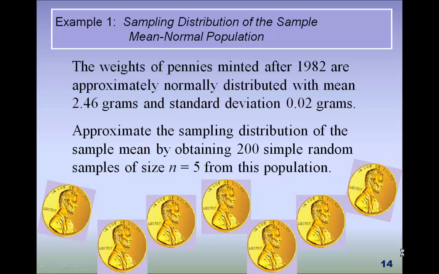Here's an example with pennies. The weights of pennies minted after 1982 are approximately normally distributed with a mean of 2.46 grams and a standard deviation of 0.02 of a gram. Approximate the sampling distribution of the sample mean by obtaining 200 simple random samples of size n = 5 from this population.